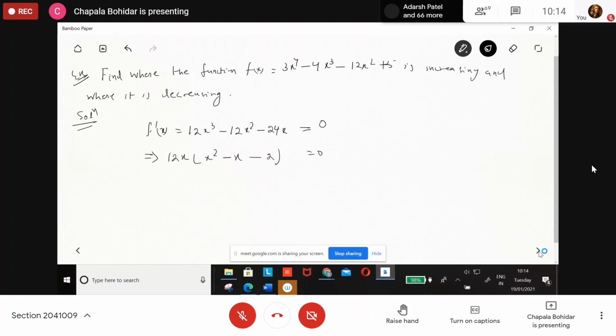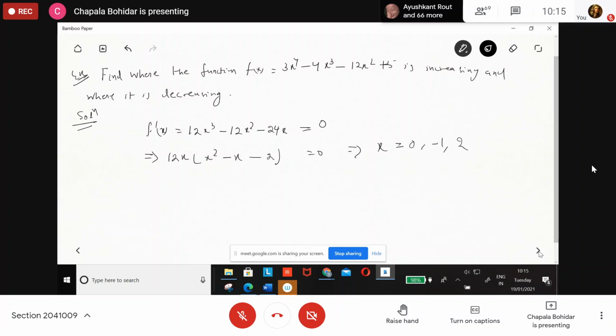Now factor this. What are you getting here? The value of x is equal to, tell me. 0, -1 and 2. Yes. Someone said 4, so that's why I repeat that. So we got the values 0, -1, 2.